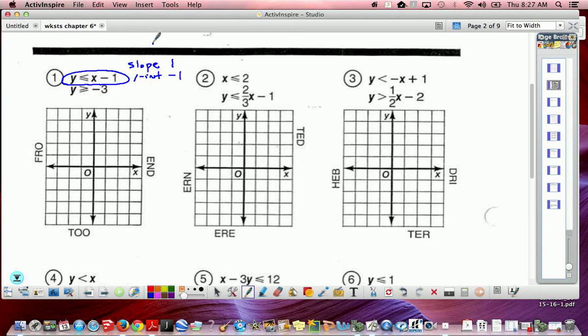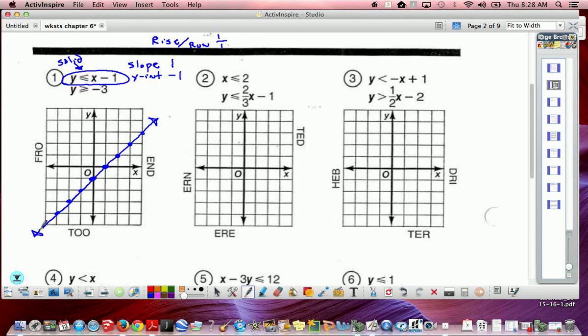Remember that slope is rise divided by run. So if it's 1, it's simply 1 over 1. I start with my y-intercept at negative 1, put a dot, then go up 1 to the right 1, another dot, up 1 to the right 1. I keep doing that, and I can go backwards and go down 1 to the left 1, so I get all my points. Since it's an equals, it's a solid line, so I connect all my dots nice and solid, and then I have to determine my shading.